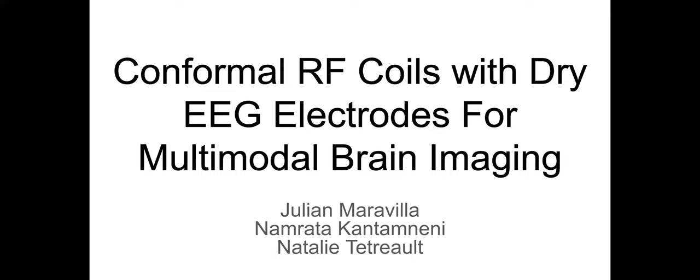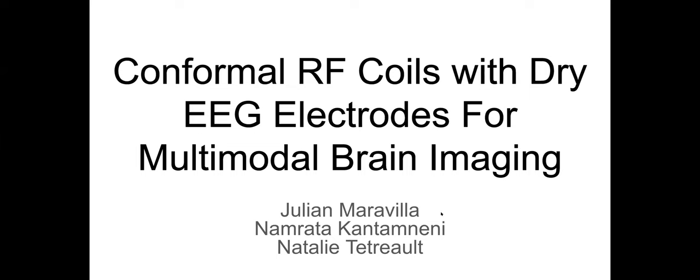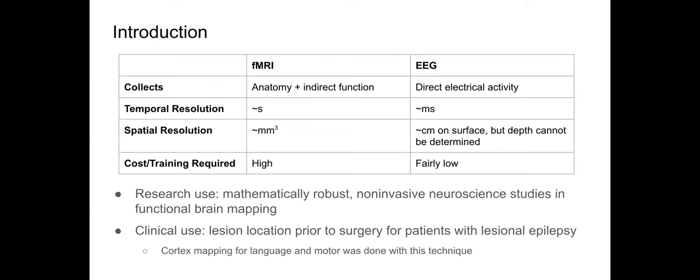Hello. Today we'll be talking about conformal RF coils with dry EEG electrodes for multimodal brain imaging. Our group is Julian, myself, and Natalie. Next slide. So, introduction. In this project, we were thinking of combining fMRI and EEG.